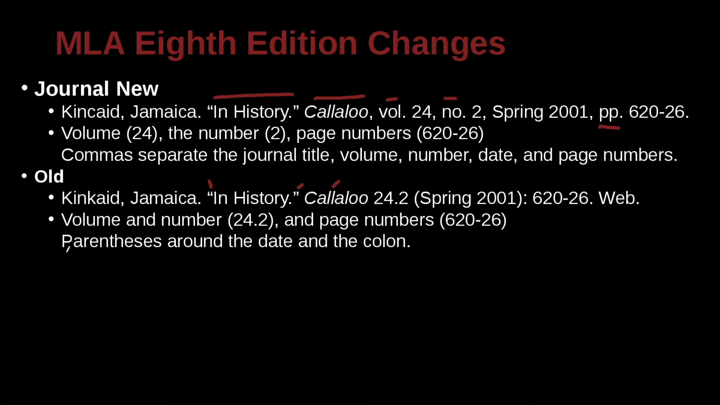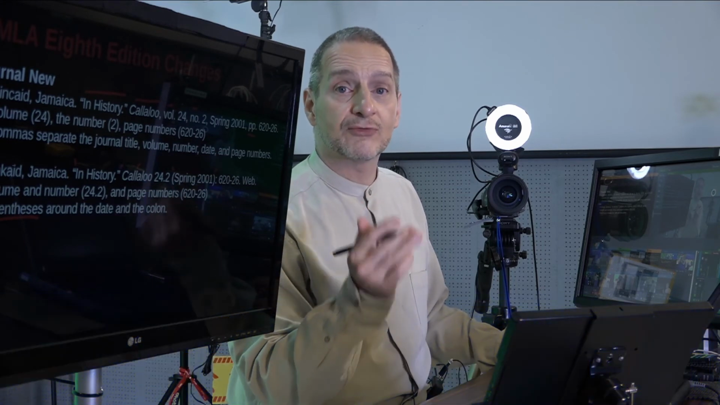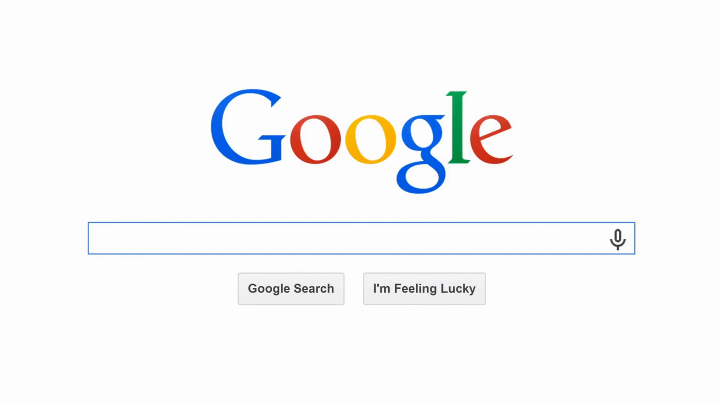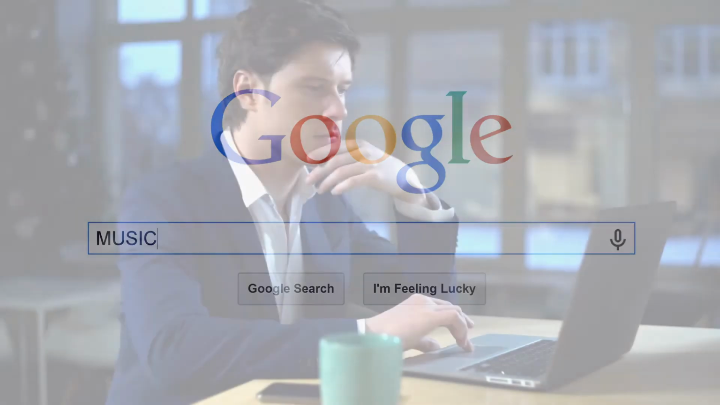So these parentheses will be the biggest change you probably noticed, around the date and then the colon. This is a big change, especially if you have used the MLA for many years. That parentheses around that date is just quite normal. And in fact, if you use Google Scholar to grab a reference, it will probably still be using this old way, but that is now eliminated.